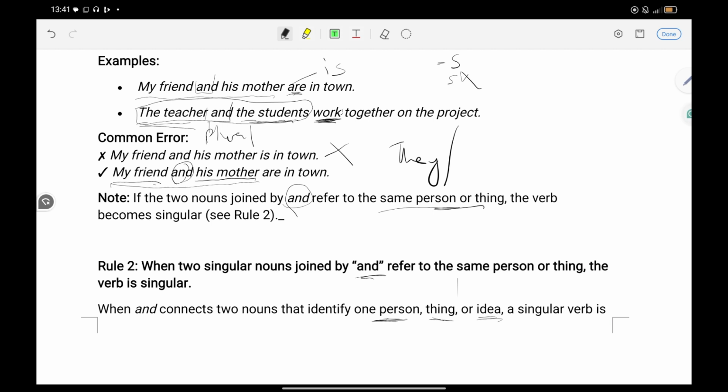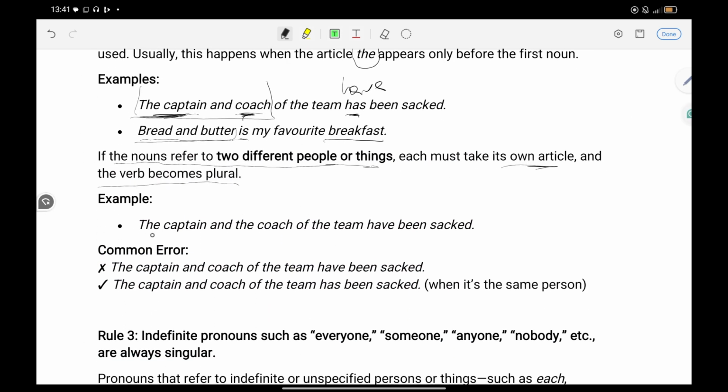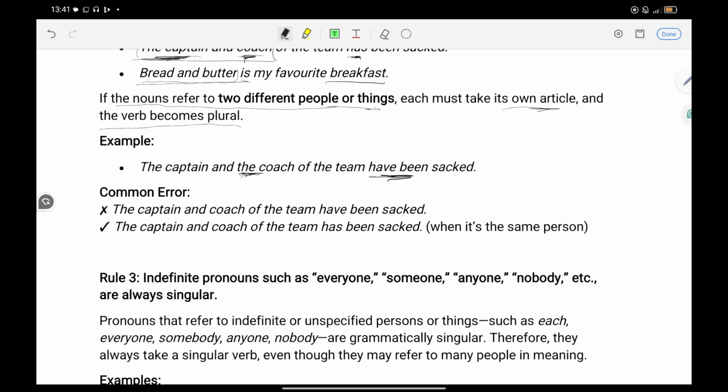Like here we see the teacher and the students. You see, we have the for both nouns because they are separate people. All right. So you see the captain and the coach. Because of the here, it becomes have been sacked. So don't make the error of saying the captain and coach of the team have been sacked. This is wrong because we don't have the before coach. So it's the captain and coach of the team has been sacked because it's the same person.